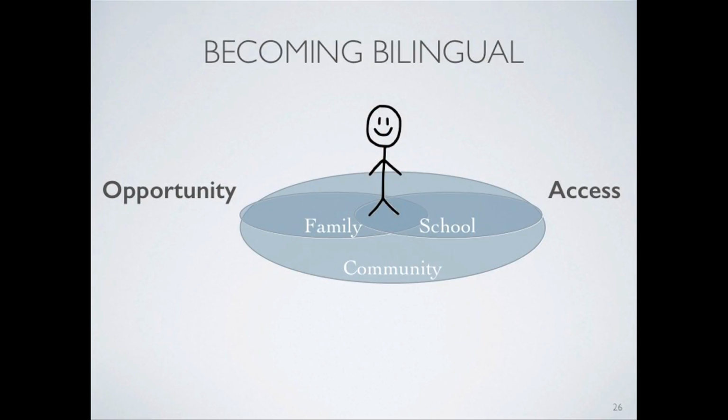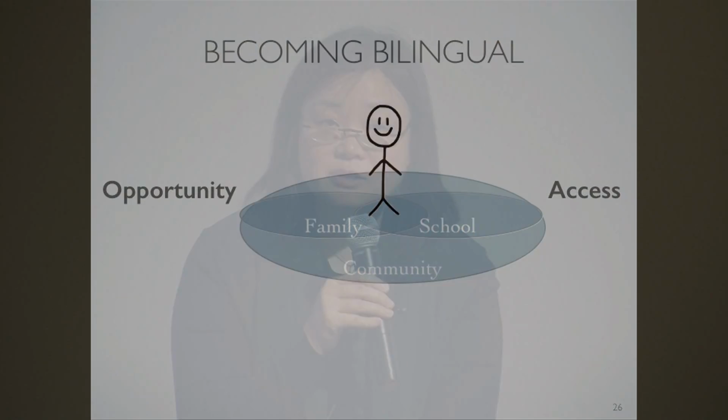So becoming bilingual is a challenging task. And if we look at what we can do to help the children in the next generation to become more global citizens, we have to look at what happens in the family, what happens in school, and also what happens in the community. And the access and opportunity is what the school could provide to all children to have an opportunity to be exposed to different languages and also different cultures.